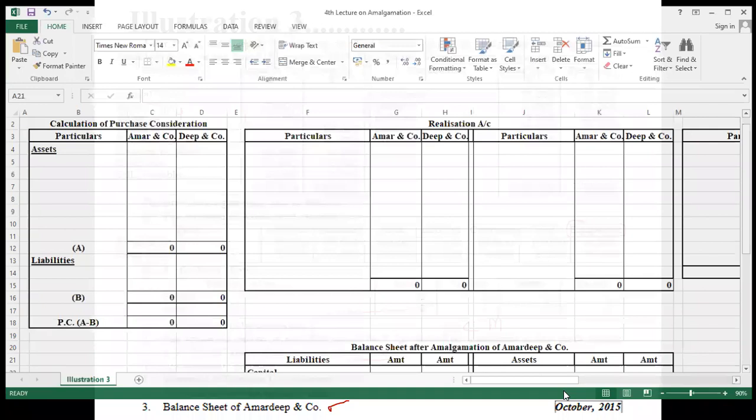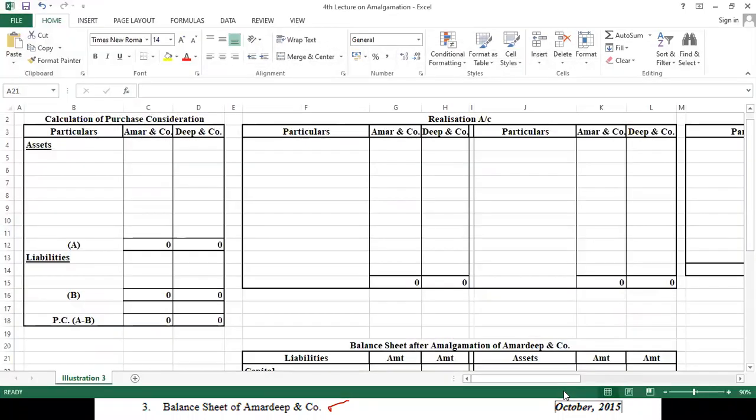So this is the worksheet for us. Now here we will make 4 accounts, as you people are aware. I should not say accounts, because purchase consideration is a calculation, so basically we will make 4 schedules or accounts, whatever you want to call them. First one is the calculation of purchase consideration. Second one is the realization account. Third one is the partners' capital account. And the fourth one is the balance sheet of Amardeep and Company.